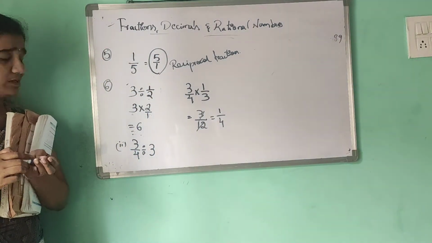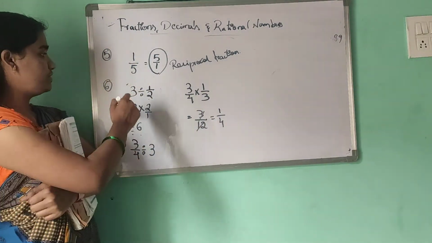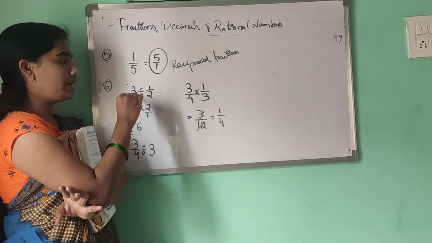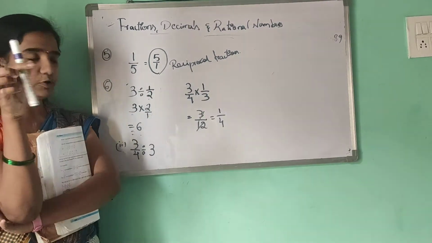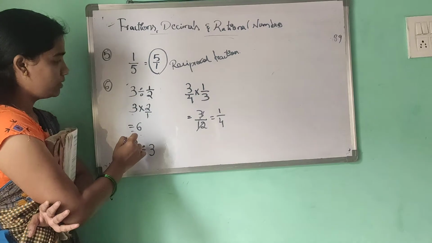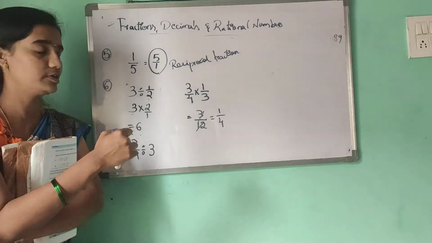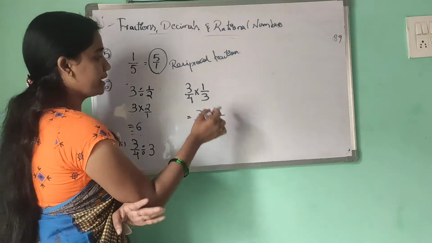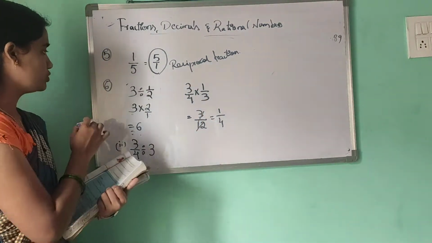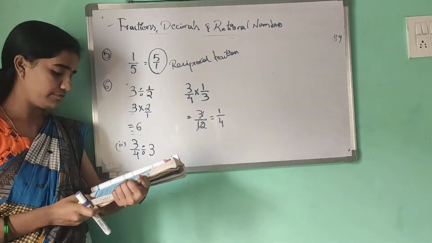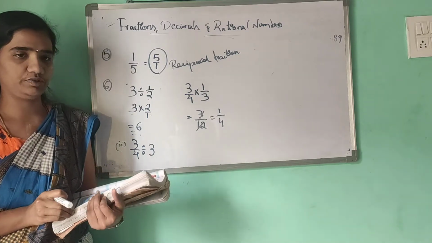I will explain clearly. Previously we saw the whole number and fraction. Coming to the second one, fraction and whole number, by using the reciprocal division process we get 1 by 4. These two are division. Now, how to divide two fractions.